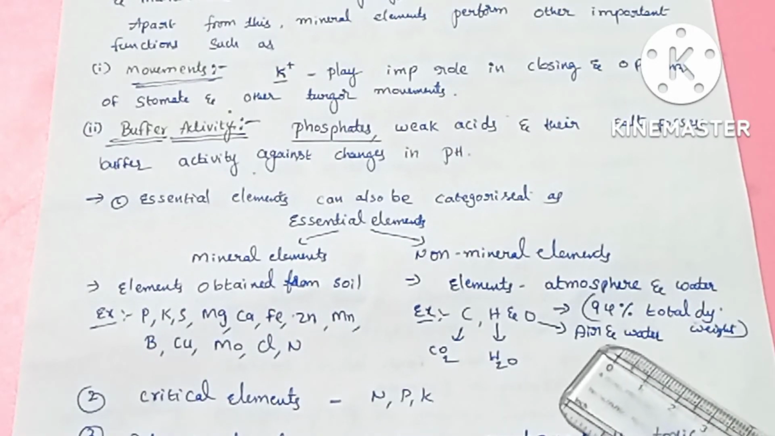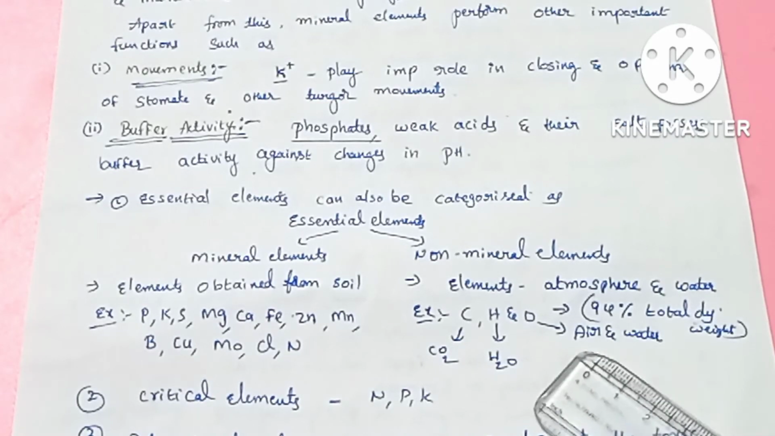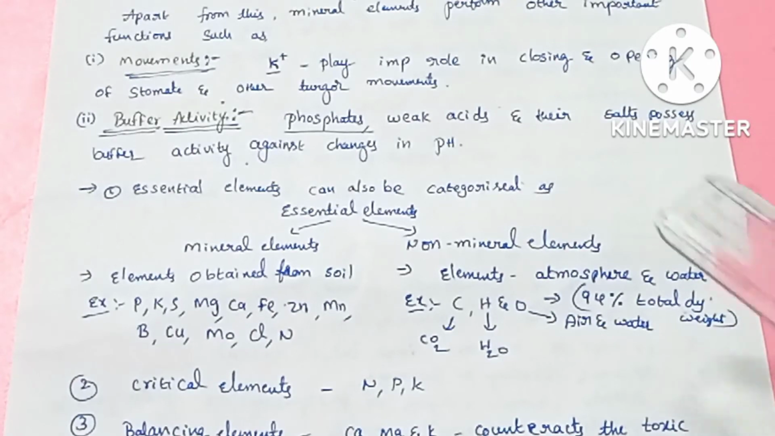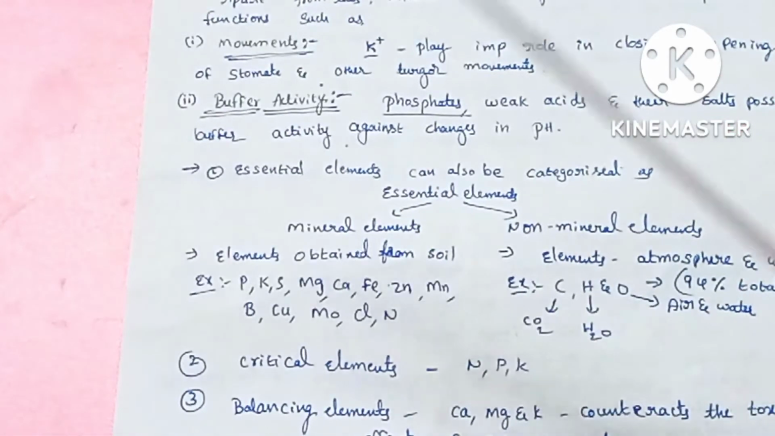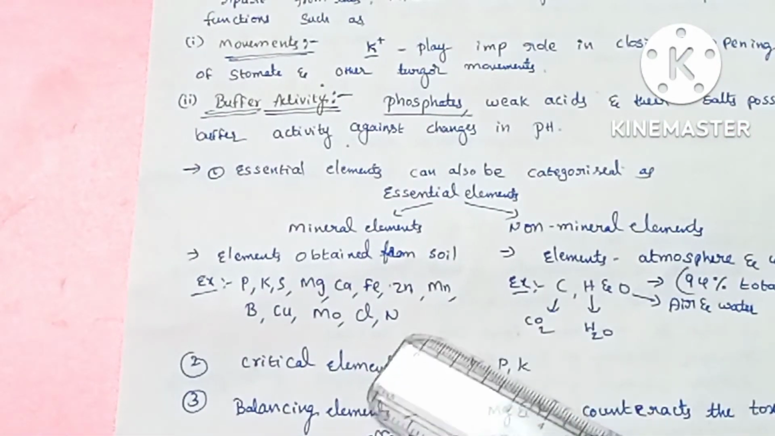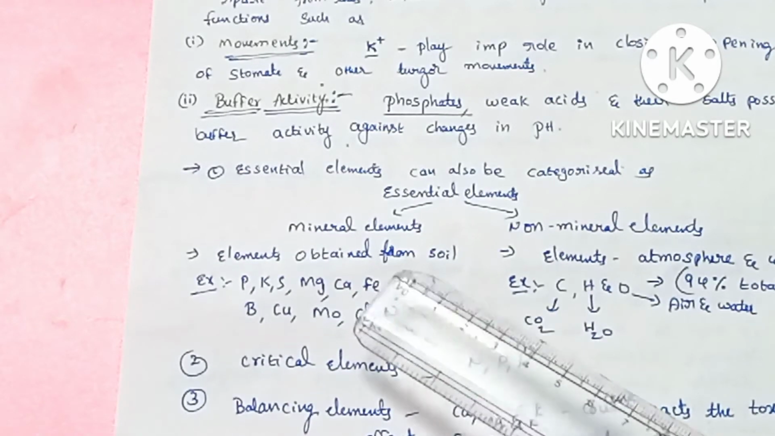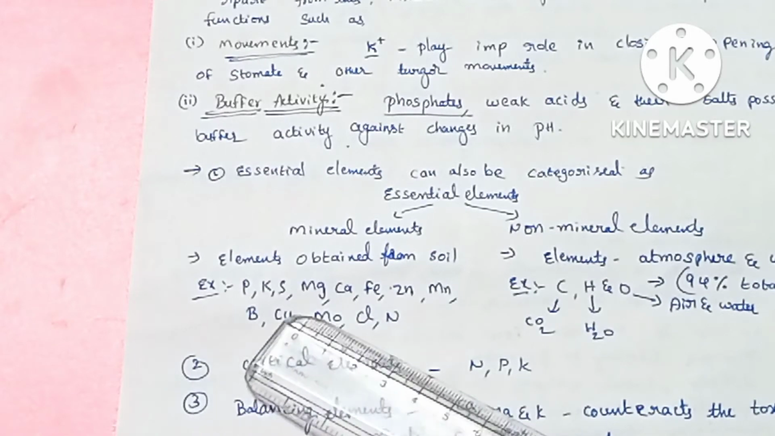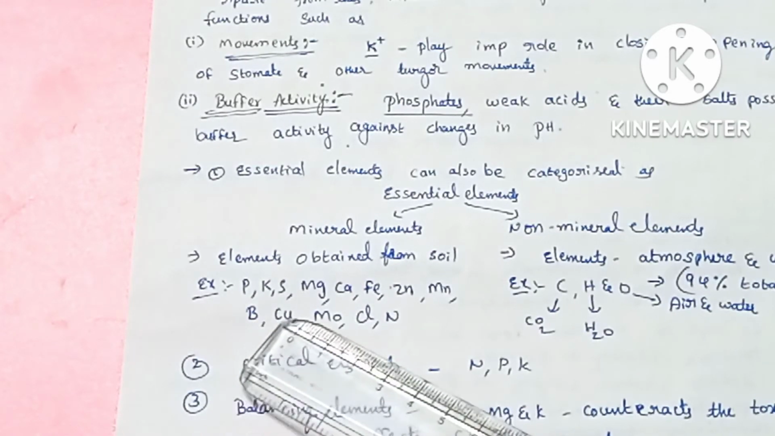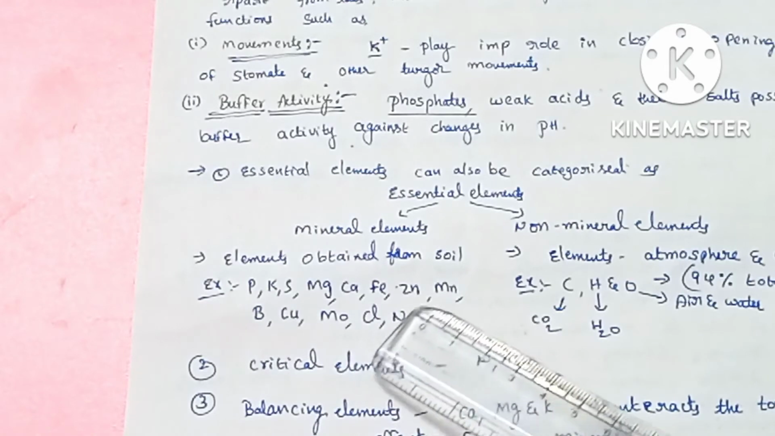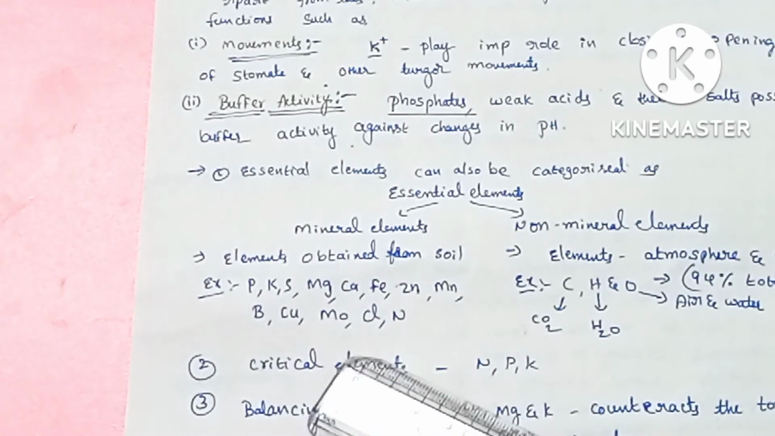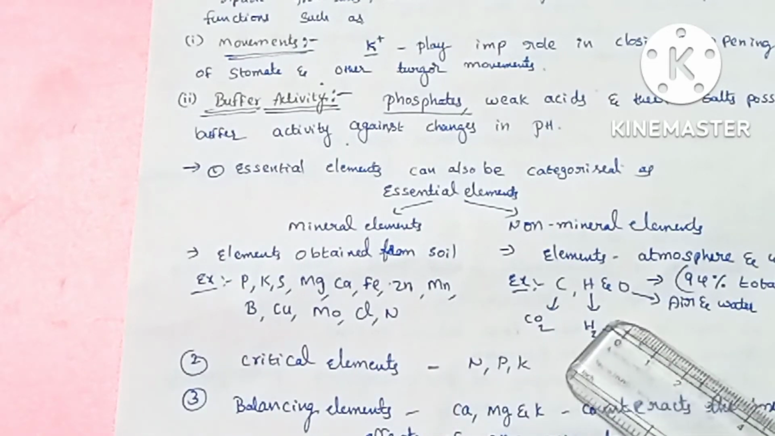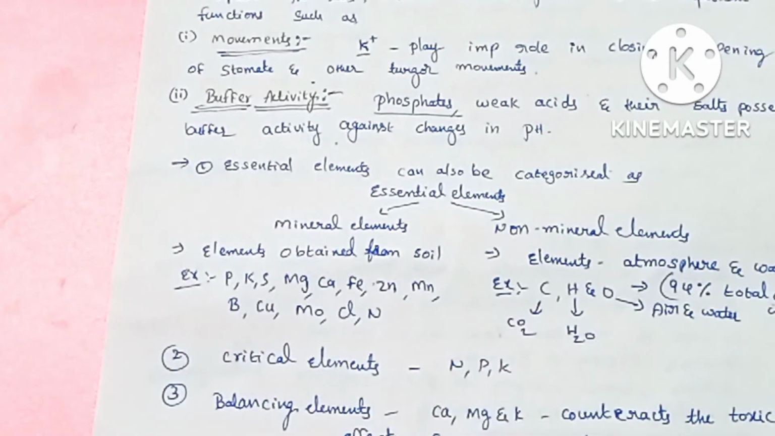Of the total body dry weight, non-mineral elements constitute nearly 94%. The dry weight is made up of carbon, hydrogen and oxygen only. And all the remaining elements which are obtained from the soil are called mineral elements. Examples of mineral elements are phosphorus, potassium, sulfur, magnesium, calcium, iron, zinc, manganese, boron, copper, molybdenum, chlorine, nitrogen. Except carbon, hydrogen and oxygen, all are mineral elements only.